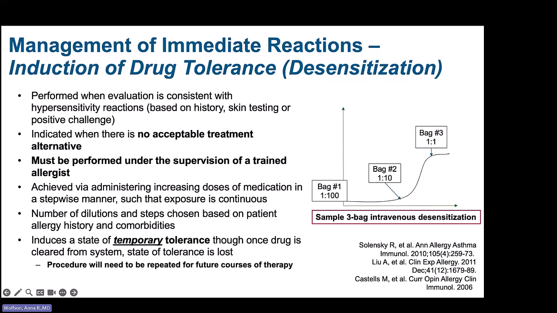So the same history in a person who is ambulatory, you might just challenge them. But for an intubated patient in the ICU, you may say the risk-benefit is such that I prefer to do a desensitization. There's lots of clinical history that needs to be taken into account. We do desensitization when there is no acceptable treatment alternative, because desensitizations come with risks of anaphylaxis. And so it should not be done if there is an equally acceptable treatment alternative. And it must be performed under the supervision of a trained allergist and staff that can manage and recognize anaphylaxis.